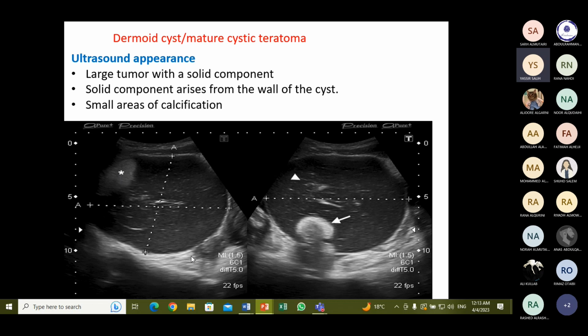This is a cyst. We also have posterior acoustic enhancement. We always say that to know it is a cyst, there is posterior acoustic enhancement, the white area behind the cyst. And this is the solid component, and we have calcification. This is the calcification. This is a feature of dermoid cysts on ultrasound.